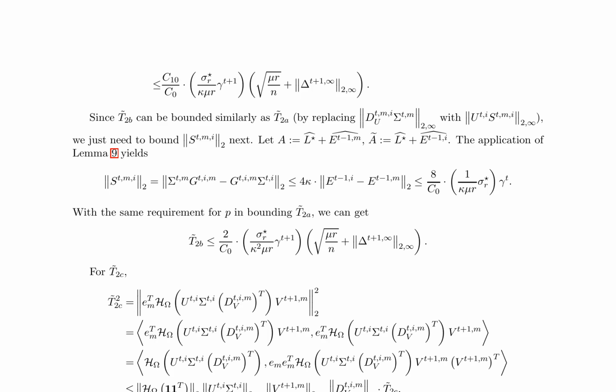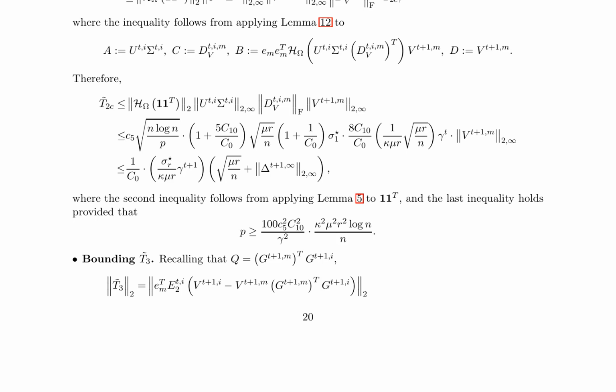The bounds for T1 and T2 are crucial in establishing the convergence rate of the proposed algorithm. The final bound for increment t plus 1, in the 2-infinity norm, is obtained by combining the bounds for the four terms, T1, T2, T3, and T4.